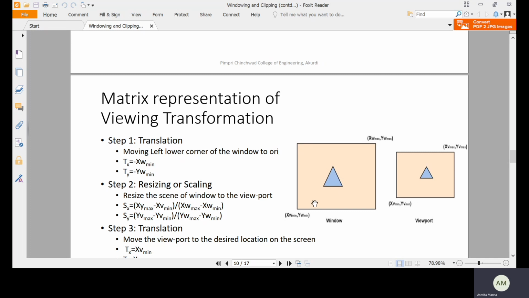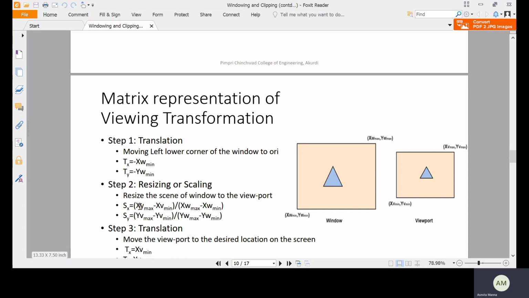So if the lower left corner of the window is xw mean, yw mean, then the tx, or the translation factor in the x direction, will be minus xw mean. That means I have to go xw mean backwards towards the origin. Okay. Similarly, the ty will be minus yw mean. So these are my translation vectors. What is my step 2? Resizing or scaling. We have to resize the scene of the window to the viewport.